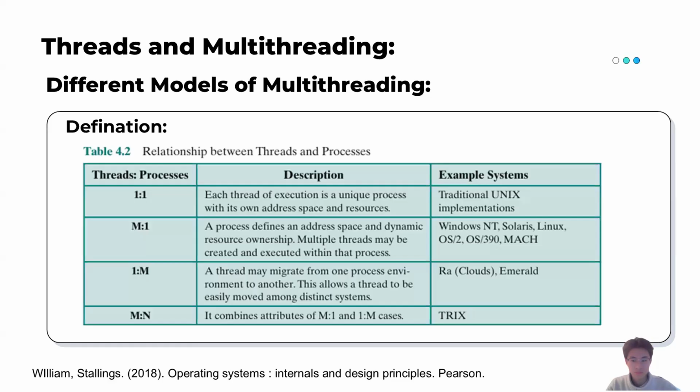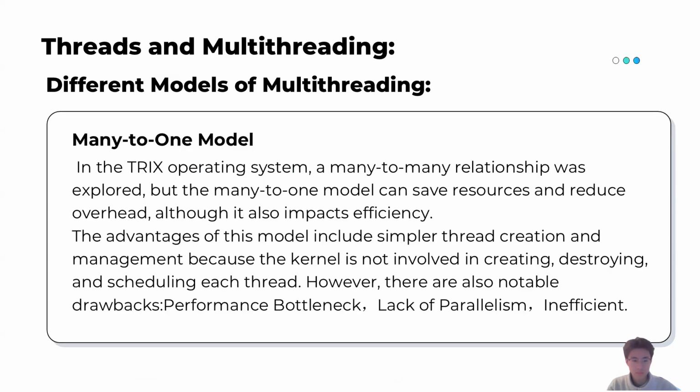And there are different models of multi-threading. The first is one-to-one, where each thread of execution is a unique process with its own address space and resources. Many-to-one is simple: a process defines the address space and the dynamic resource ownership. In one-to-many, a thread may migrate from one process environment to another. And many-to-many combines attributes from the many-to-one and one-to-many cases, put together.